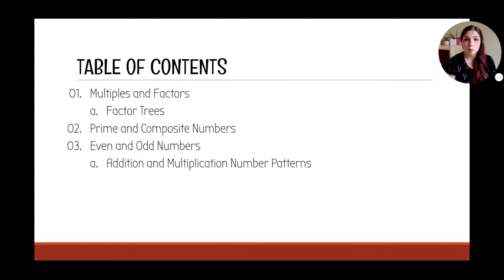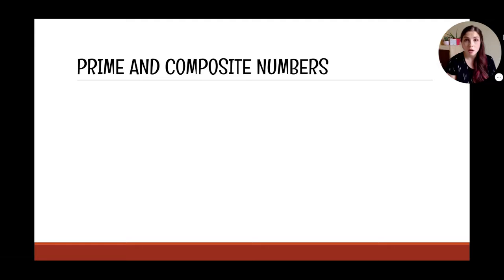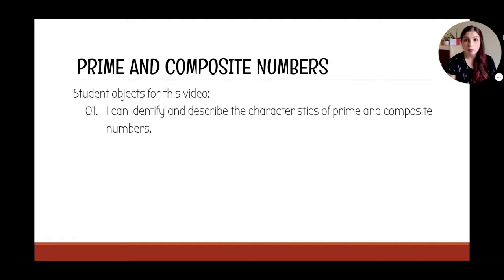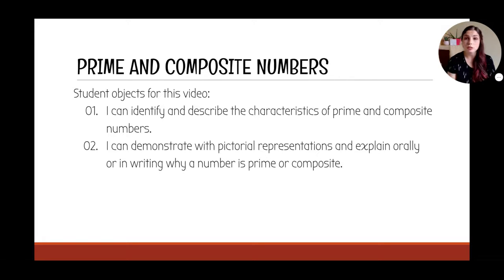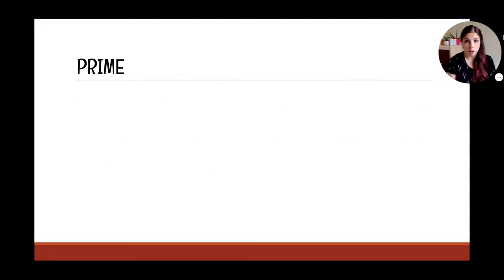Today we're going to look at prime and composite numbers. By the end of this video, you will be able to identify and describe the characteristics of prime and composite numbers. You will be able to demonstrate with pictures and explain out loud or in writing why a number is prime or composite. So let's start with prime numbers.